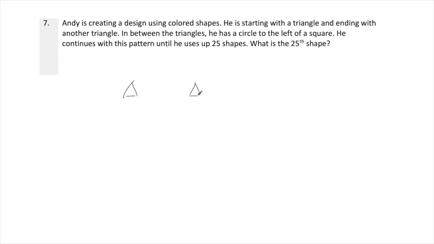We also know that in between the triangles, he has a circle to the left of a square. So let's draw a circle to the left of a square. So this is the pattern we have here. Now let's figure out the 25th shape.